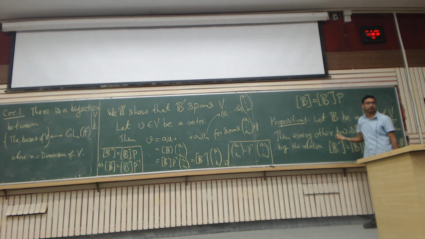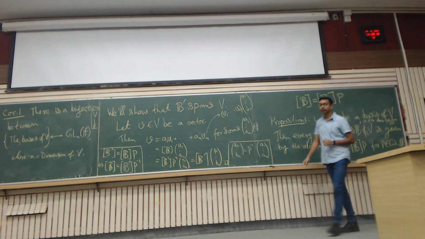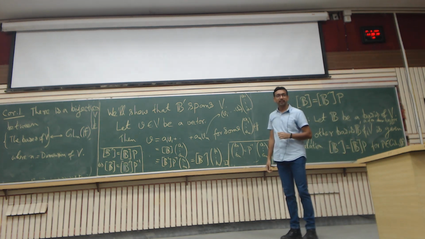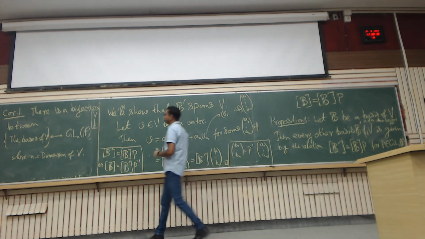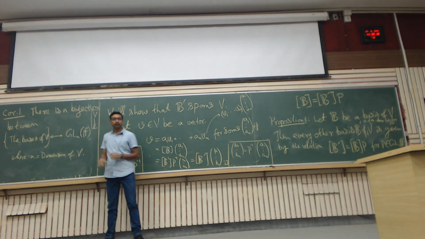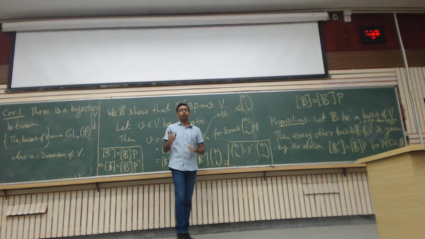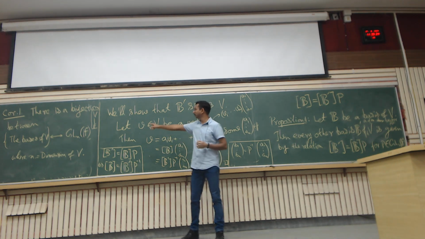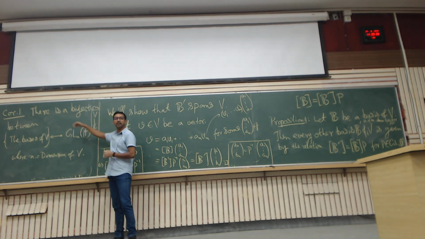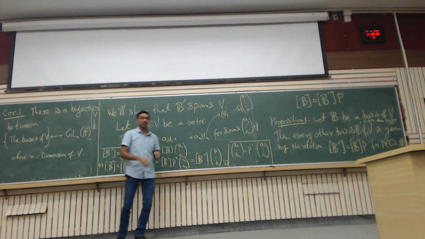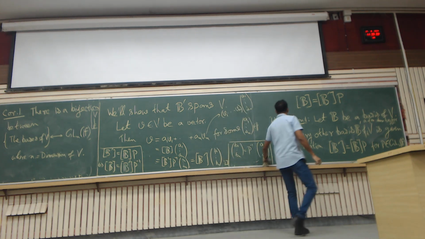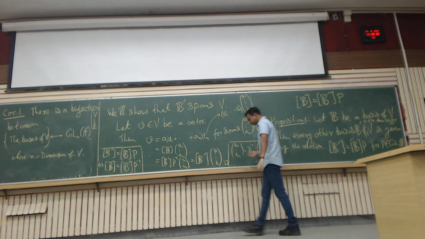So how did we prove it's injective again? Otherwise, two elements of GL_n(F) would give you the same basis. Right. Okay, so let's see that. Is that possible at all?